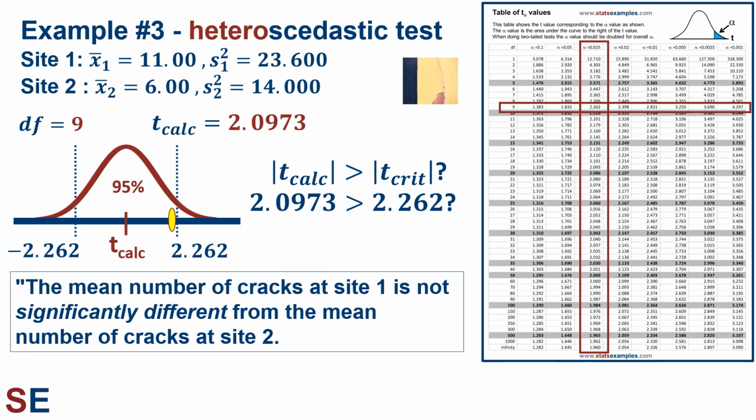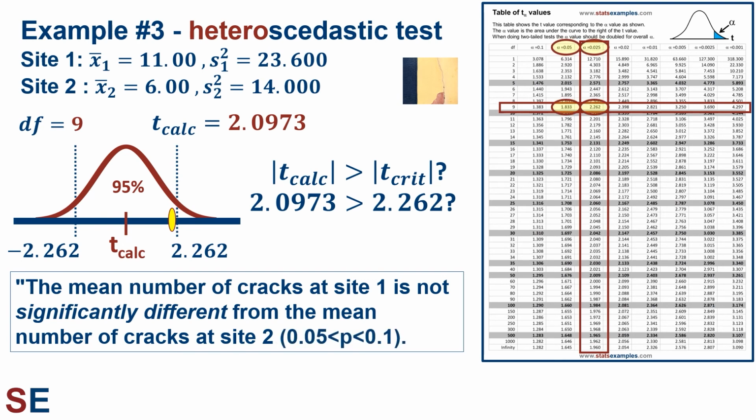Comparing our t-calculated value to the critical values for 9 degrees of freedom, we can see that 2.0973 is not as extreme as the critical value for an overall alpha of 0.05, which is now 2.262 because our degrees of freedom decreased from 12 to 9. Unlike before, we now aren't able to reject the null hypothesis of equal means because p is larger than 0.05, and we therefore conclude that the mean number of cracks at site 1 is not significantly different from the mean number of cracks at site 2.